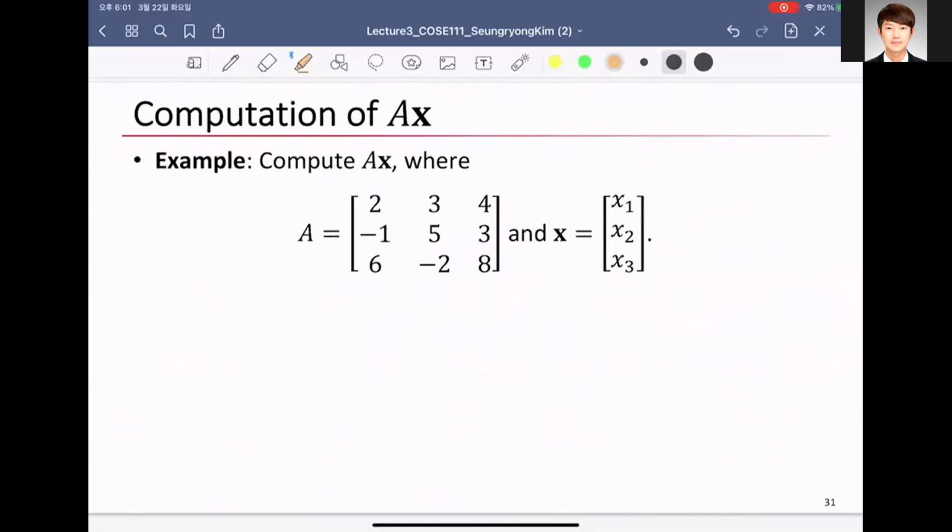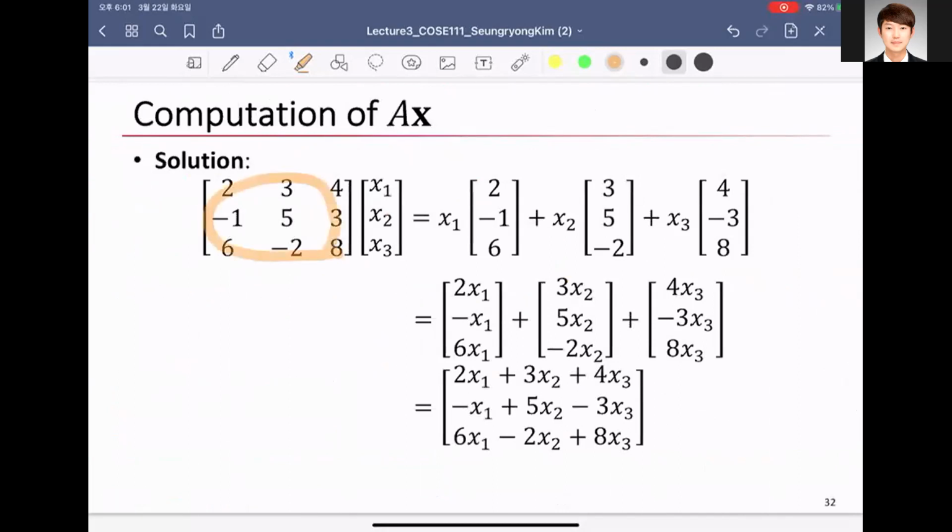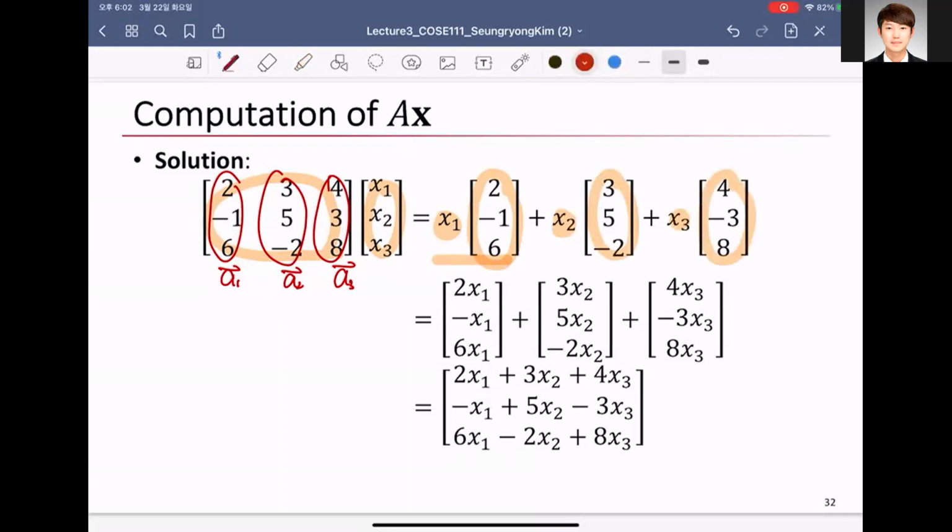Okay, let me show you an example. That took a long time, right? Matrix A times x, compute Ax. How can you do that? Let's just write that. Ax. Then, by the definition of Ax, let's suppose this is vector a1, this is vector a2, and this is vector a3. It can be represented as x1 times this vector, x2 times this vector, x3 times this vector.